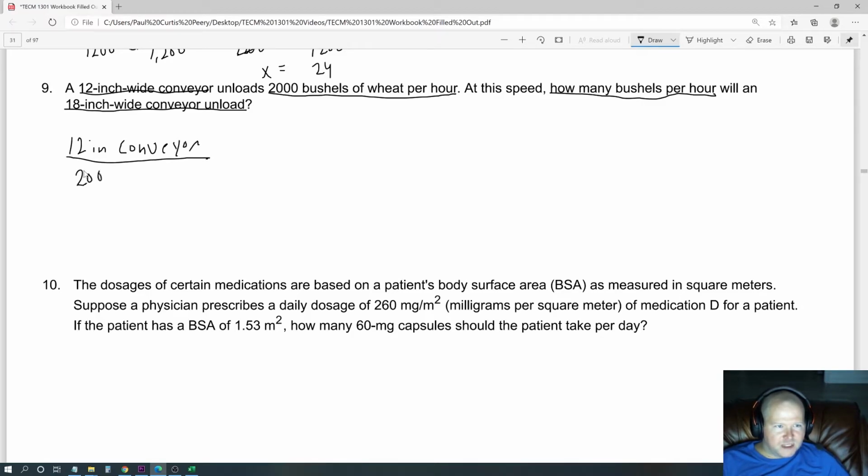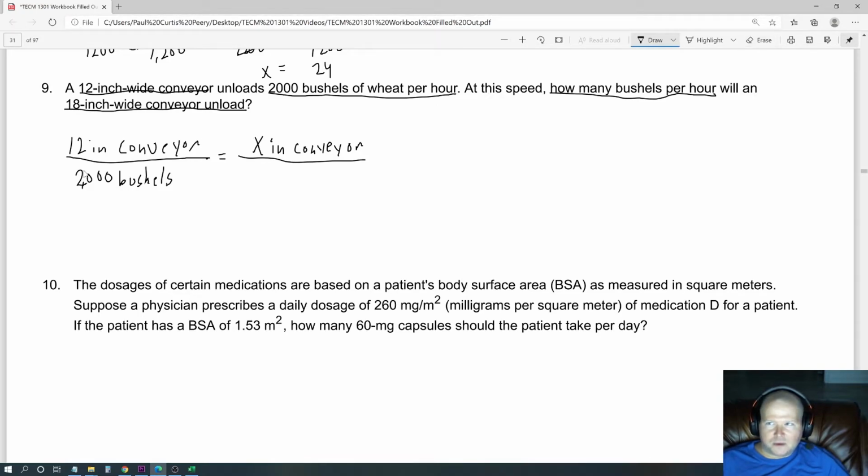And that's over the 2,000 bushels. You can even put per hour if you want to, though it's going to look a little different if you do that. Now it says how many bushels per hour will an 18-inch conveyor unload? So we have an unknown number of inches for the new conveyor, right? And again, I'm over-labeling everything, just making sure it's really obvious where everything goes. We have the inches of the conveyor on top, the inches of the conveyor on the bottom, and the bushels on the bottom.